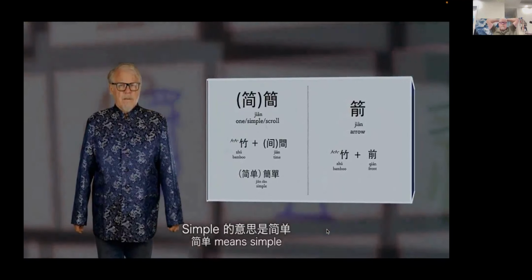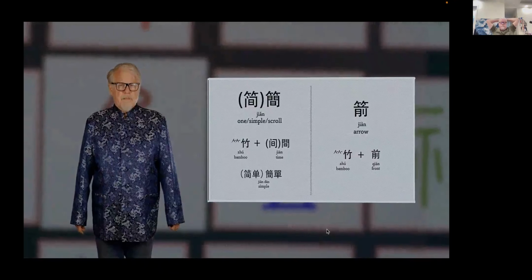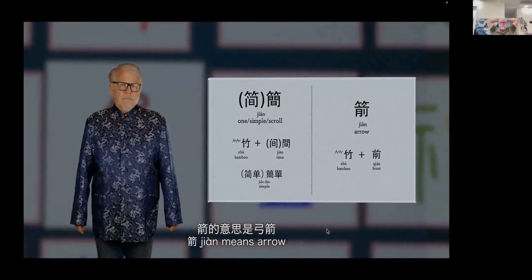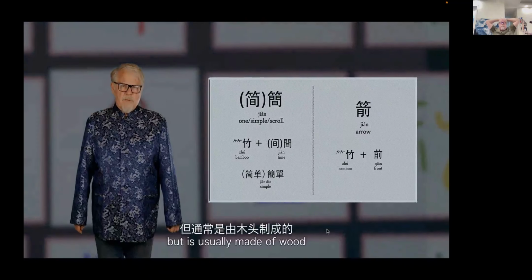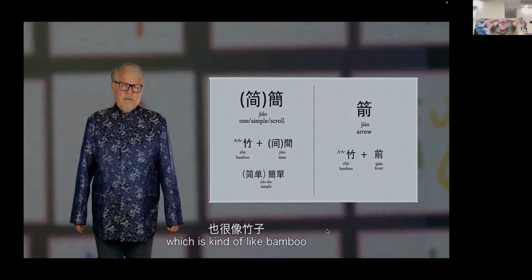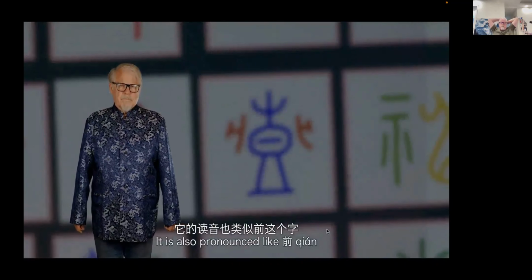Jian dan means simple. From bamboo, zhu, and the phonetic jian, meaning time. Jian means arrow. An arrow is not usually made of bamboo, but it's usually made of wood, which is kind of like bamboo. It is also pronounced like chen.